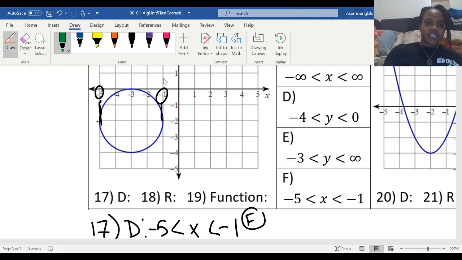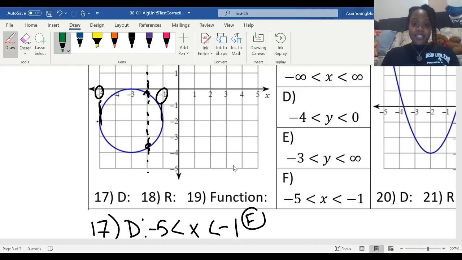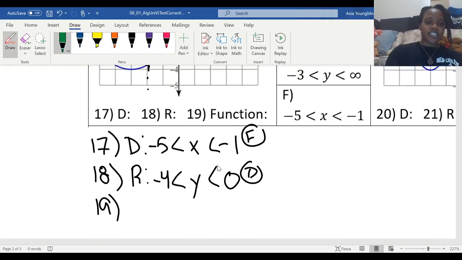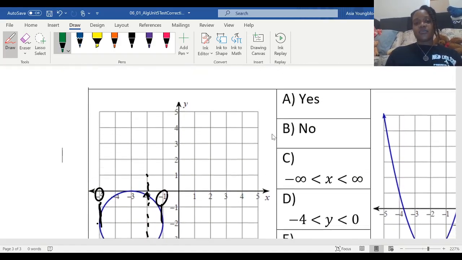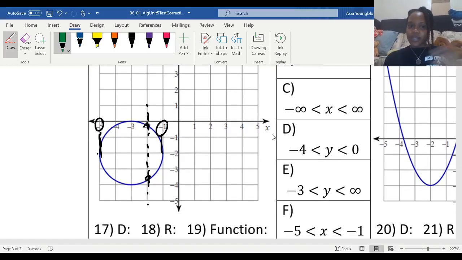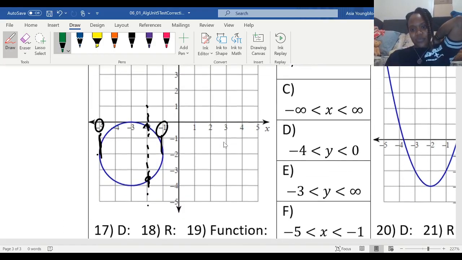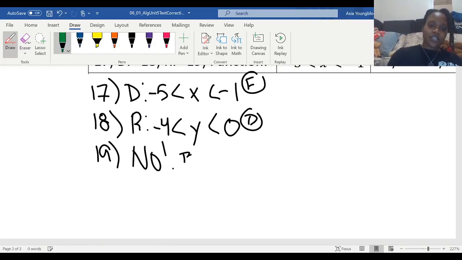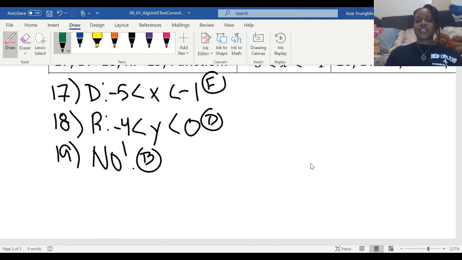So let's see. When x is -2, we see this line through -2 touches it 2 times. So that means when we plug -2 into this function for the circle, we could get two different answers. That means it is not going to be a function. So 19 is no. Technically you could say that -2 is one of the numbers that messes you up. You could also have said -3 or -4, but just no will suffice. And we see that that's letter B. So 19 is B.